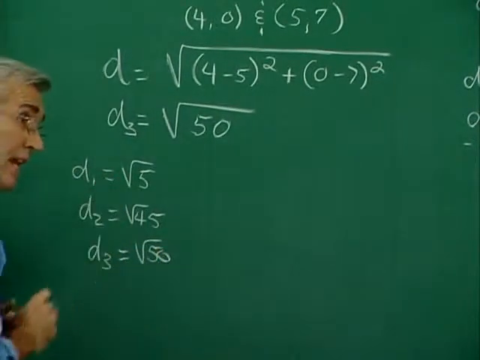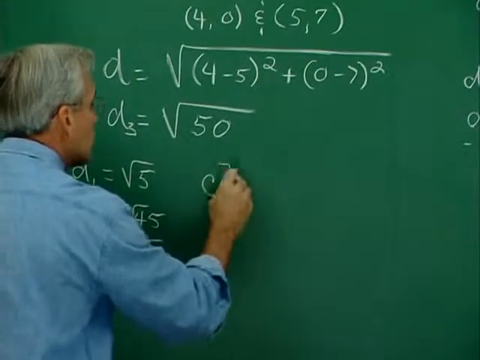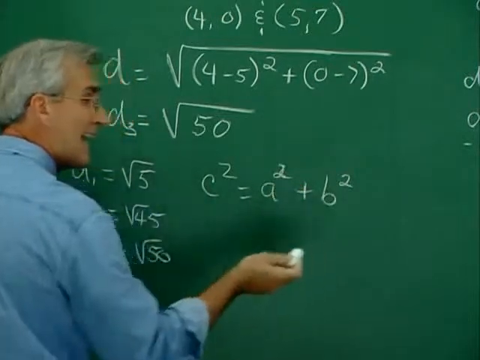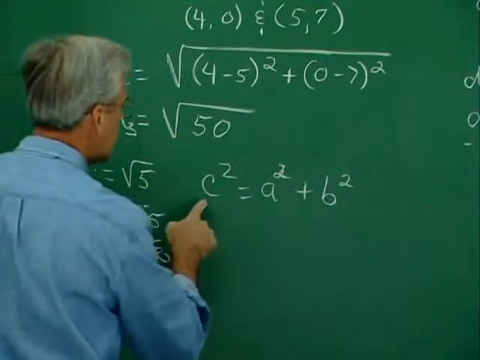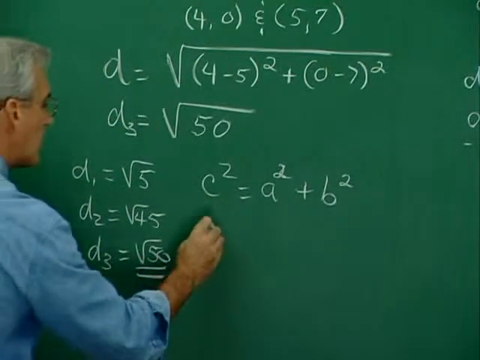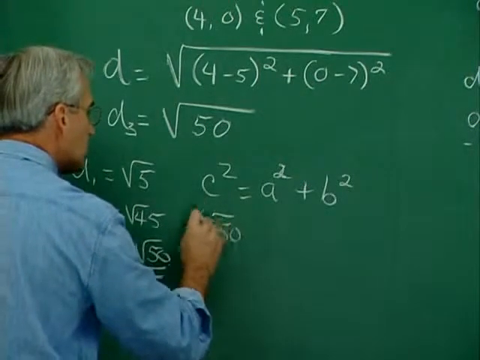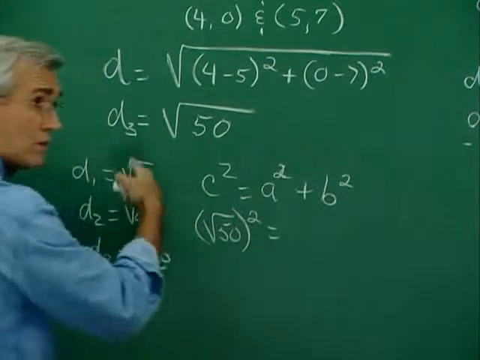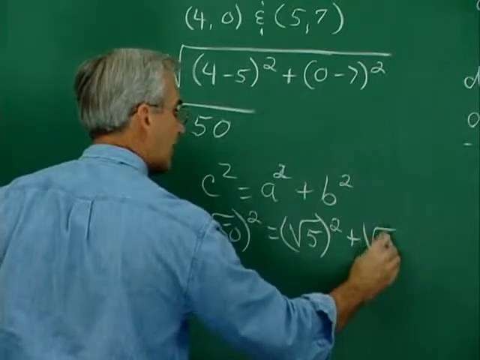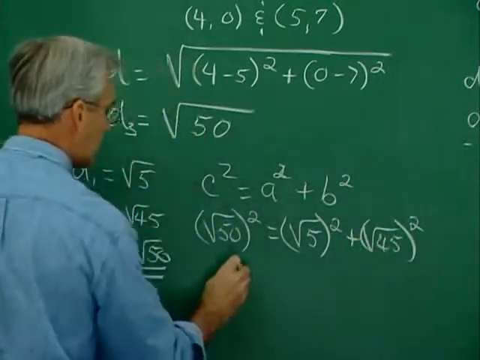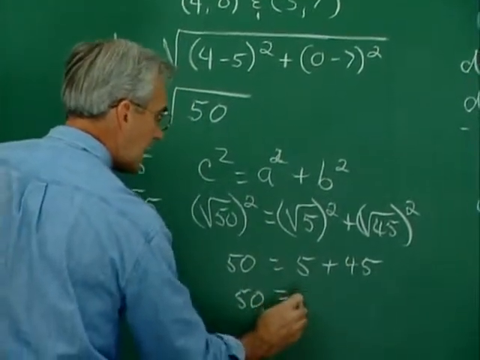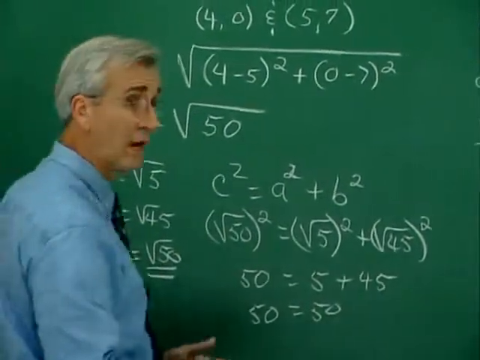Now, is it the case that c squared is a squared plus b squared? Well, what's a and b? a and b are the legs of a supposed right triangle, and c is the hypotenuse. c is the longest side. What would be the longest one of these? Oh, it would be this. So is it the case that the square root of 50 squared equals the sum of the squares of the other two sides, the square root of 5 squared plus the square root of 45 squared? So this would be 50 equals 5 plus 45. Oh, sure, 50 is indeed equal to 50, and therefore we do have a right triangle.